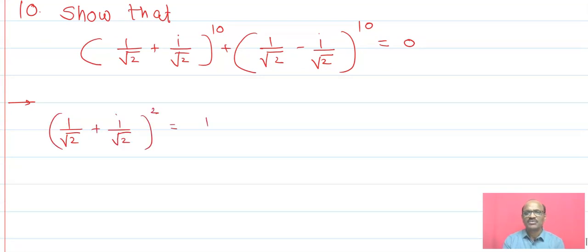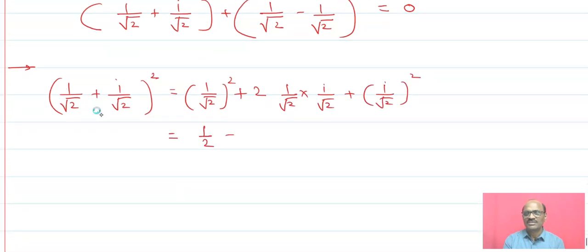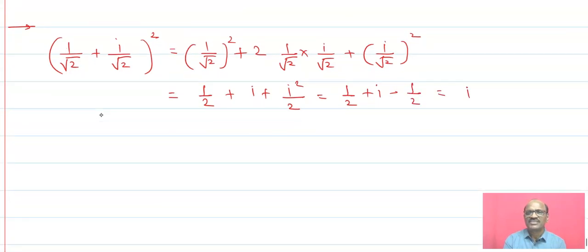That is (1/√2 + i/√2) whole square. Now see how this type of example is solved. First of all, we make the square term, that is (1/√2 + i/√2) squared, and after the simplification you will get (1/√2 + i/√2)² is equal to i.